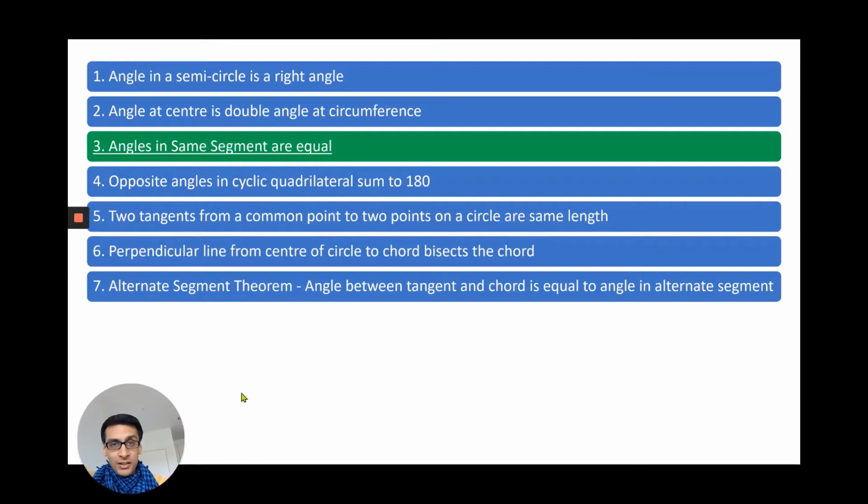Video 3 on circle theorems. I'm going to show you some examples, some non-examples. We'll do a proof, and then you will do a proof, and then we'll do some interactive questions as well. So this is called angles in the same segment are equal.